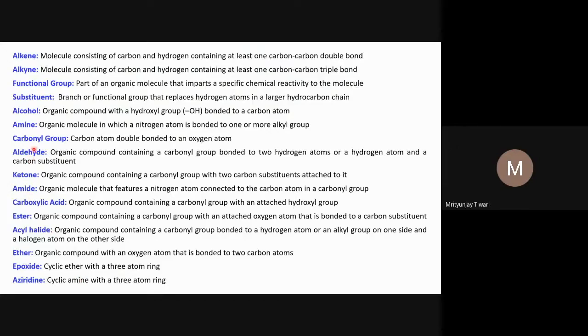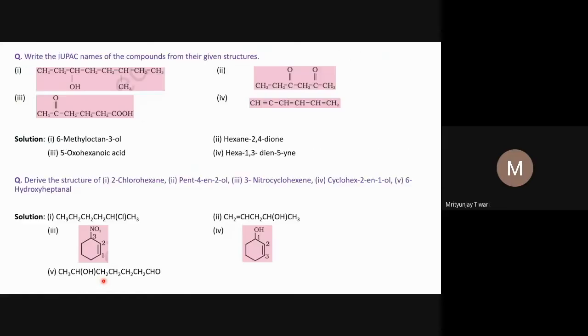What are amines? The amines are organic molecules in which a nitrogen atom is bonded to one or more alkyl groups. So a nitrogen atom is attached to at least one alkyl group, or even two or three alkyl groups. They are all amines. So aziridine is a cyclic amine with a three atom ring. And so we can see it.